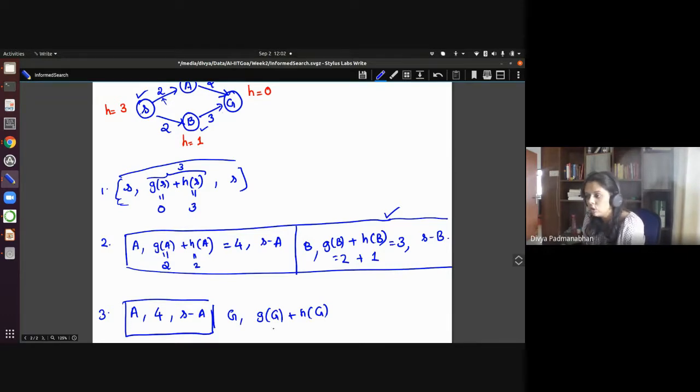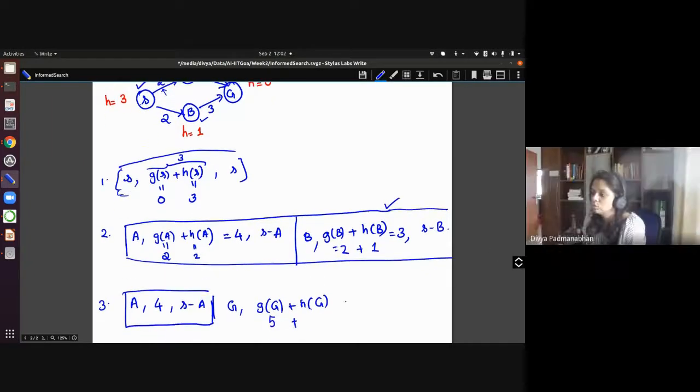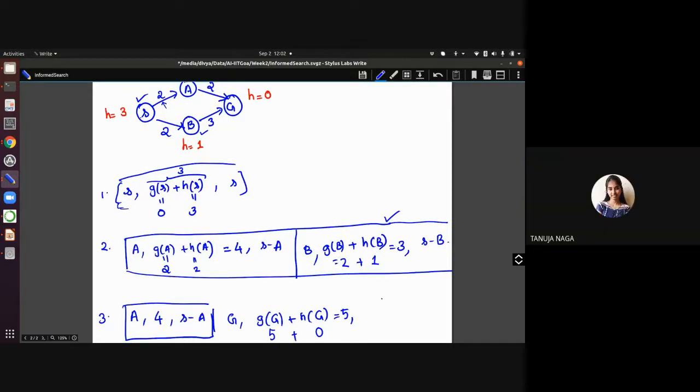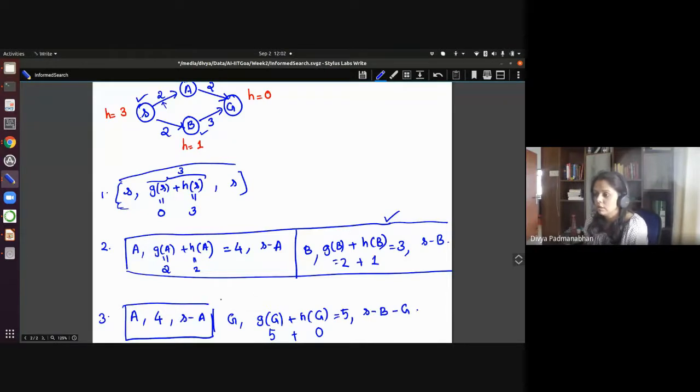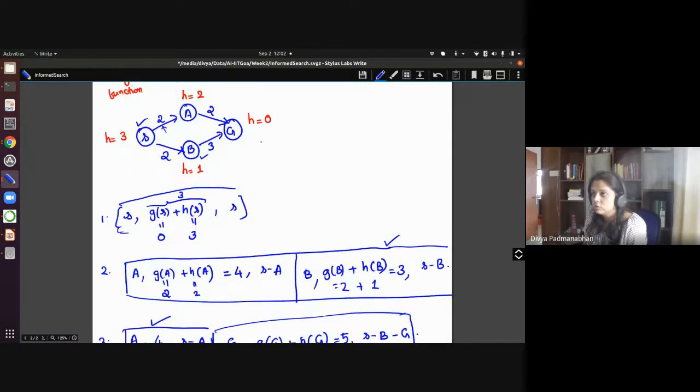So this is going to be 5 plus what is h of G? 0. So this is going to give you 5. And the path is what? SBG. So this is the next step. Now you have 5 and a 4, so the 4 is going to get popped out, and A is going to get marked as visited.